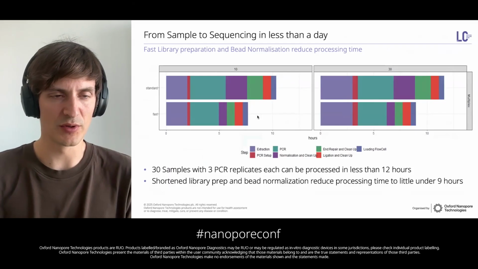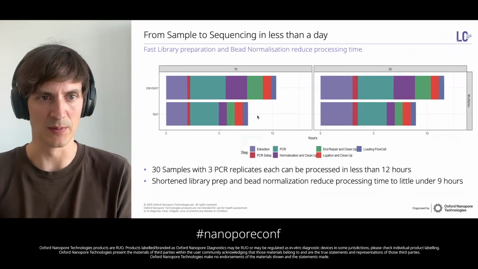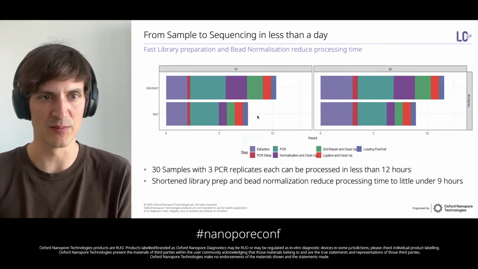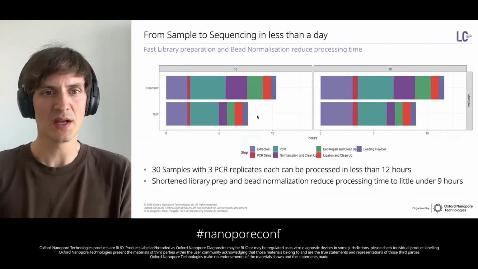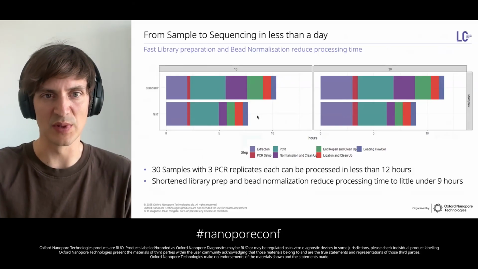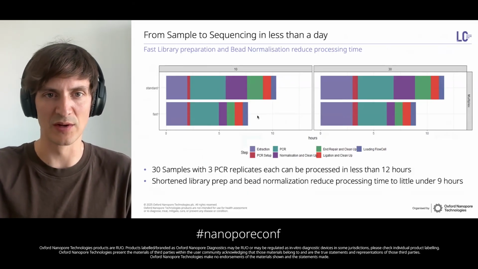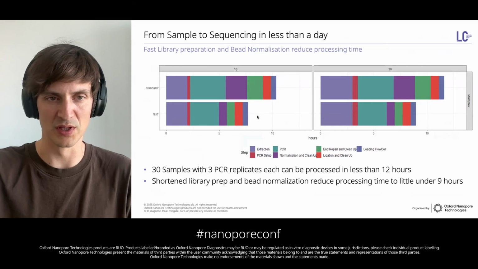So finally, the protocol that we came up with manages to process 30 samples, including 3 PCR replicates each, in under 9 hours. And this is in field-based conditions, so in a well-equipped laboratory, even more would be easily feasible.